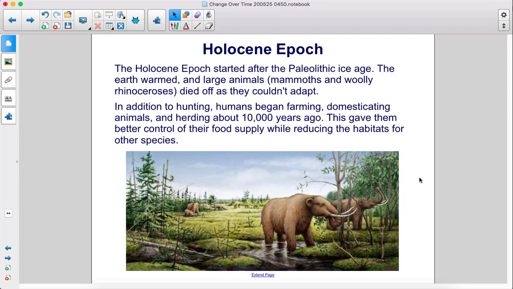The Holocene epoch started after the Paleolithic Ice Age. The Earth warmed, and large animals like mammoths and woolly rhinoceroses died off as they couldn't adapt. In addition to hunting, humans began farming, domesticating animals, and herding about 10,000 years ago. This gave them better control of their food supply while reducing the habitats for other species.